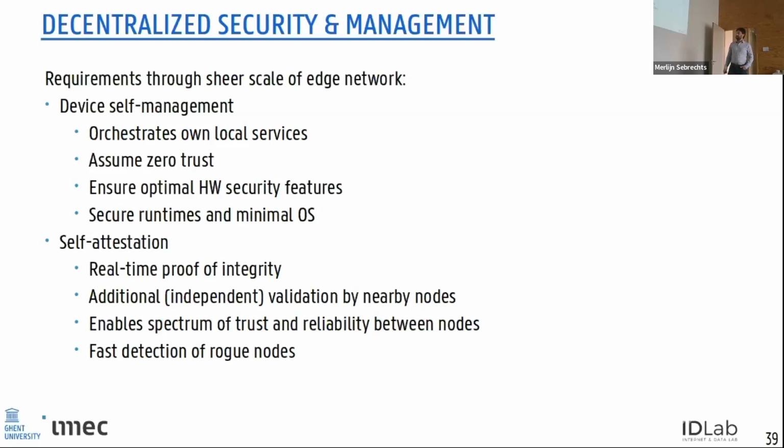There's also a bit of self-management involved. Each node really needs to look at: is my operating system still working as intended? Is the hardware still functioning completely? Is there anything wrong with the device software, for example? And it can self-validate and grant itself a certificate of proper functioning. It can distribute this to the nearby nodes, which can independently validate its functioning, and then you can build up a sort of trust system between nodes, which can detect rogue nodes really quickly and shut them down from communication.